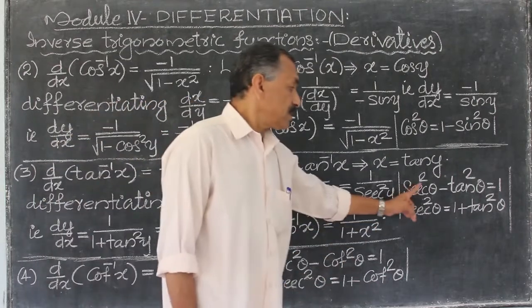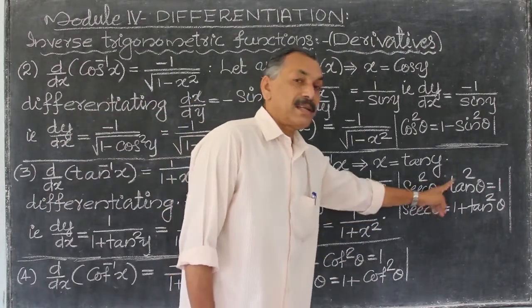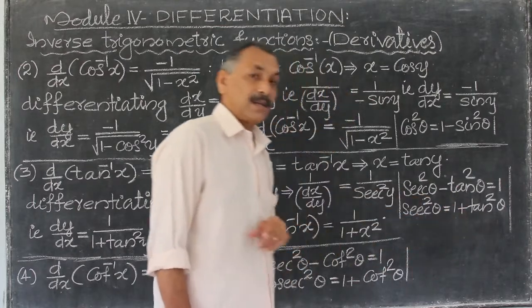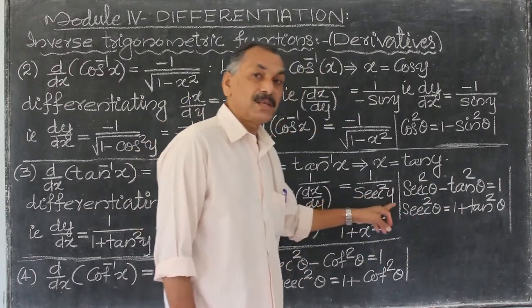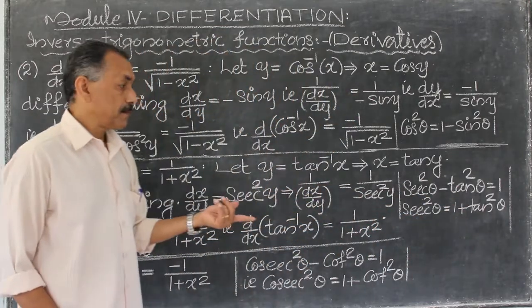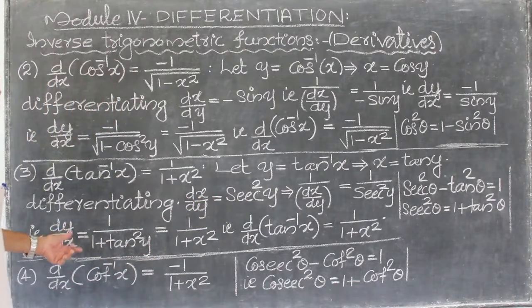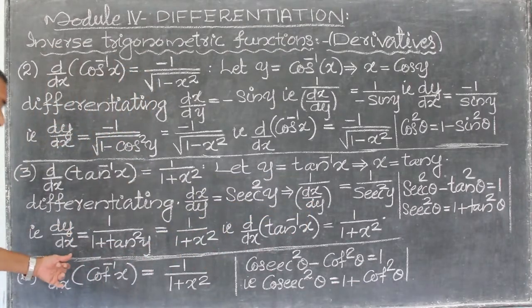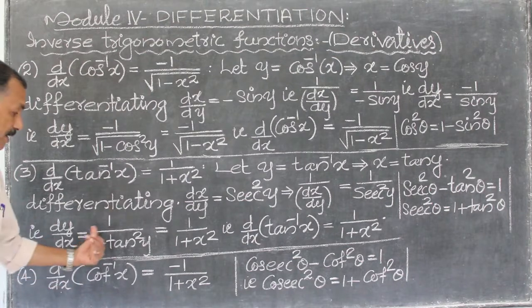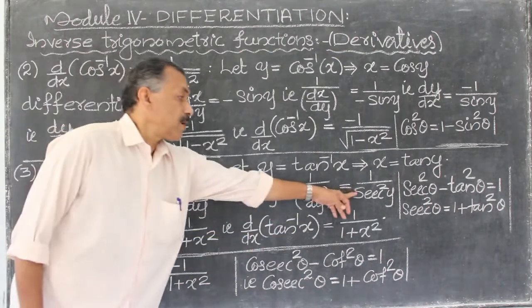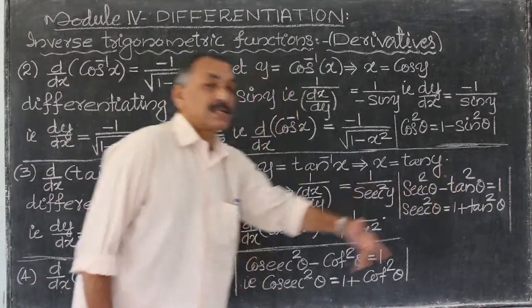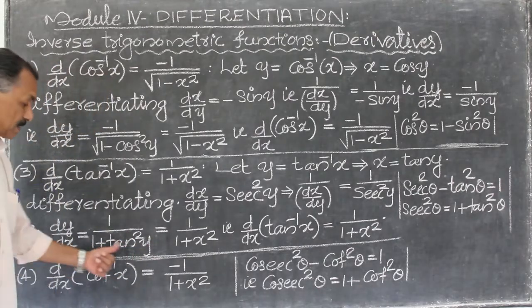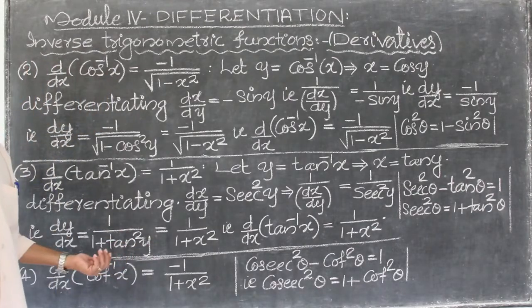Then we know this result: secant square theta minus tan square theta is equal to 1. What is secant square theta? 1 plus tan square theta. Therefore, secant square y is equal to 1 plus tan square y. That is, dy by dx is equal to 1 divided by secant square y, that is 1 divided by 1 plus tan square y.